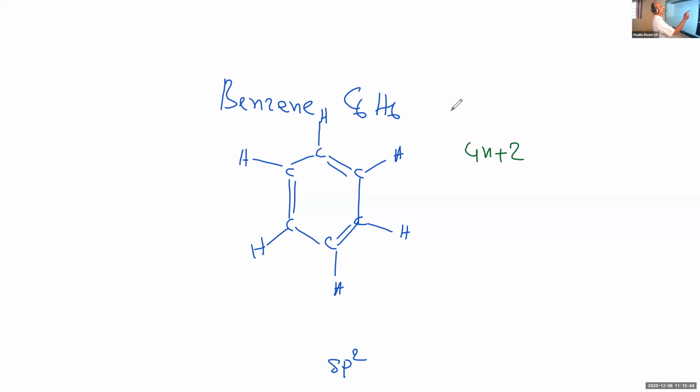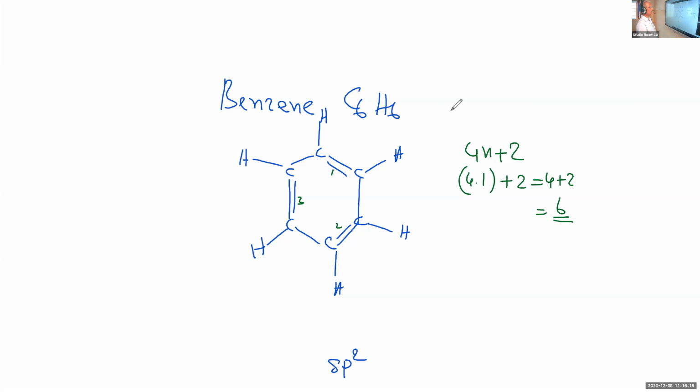If n is equal to 1, 4 into 1 plus 2 is equal to 4 plus 2, which is equal to 6. Now you count the number of pi electrons present in benzene. See, in benzene, there are three pi bonds. See here, 1, 2, and 3 pi bonds, double bonds. In a double bond, only one is a sigma bond, the other is a pi bond.